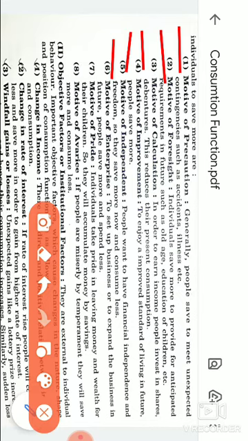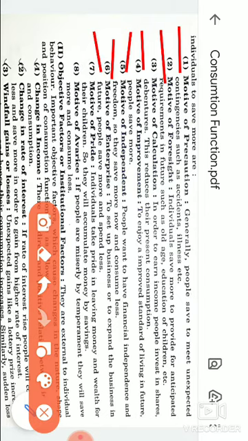Then the fifth point is a motive of independence. In the motive of independence, some members in our family... Sorry. Motive of independence means we are saving some part of our money because we don't have to be dependent on anyone. We don't have to be dependent on our family. That means if we save some part of our income, we are independent on ourselves.